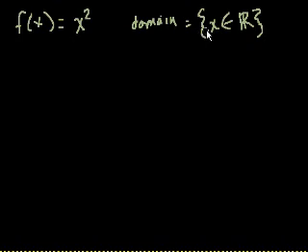So the domain here is x. X just has to be a member of the real numbers. And this little backwards looking e or something, this just means x is a member of the real numbers. So let's do another one.